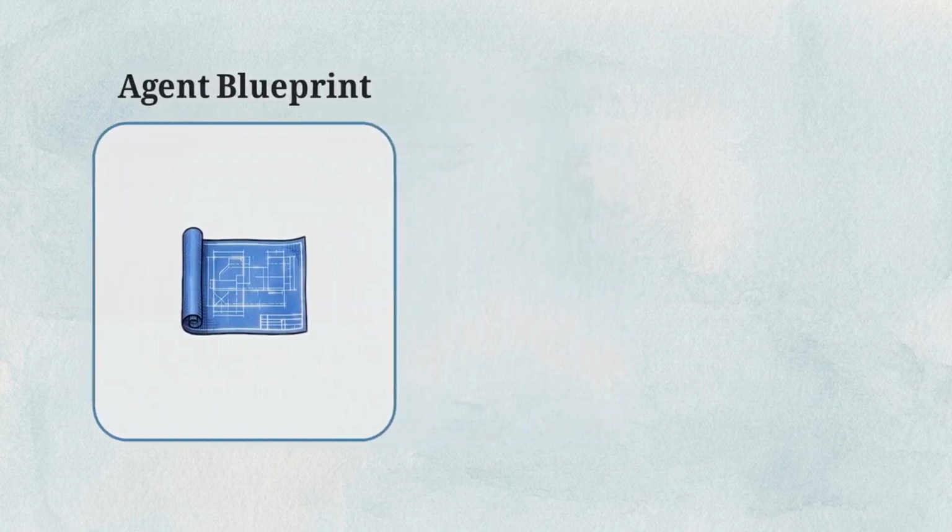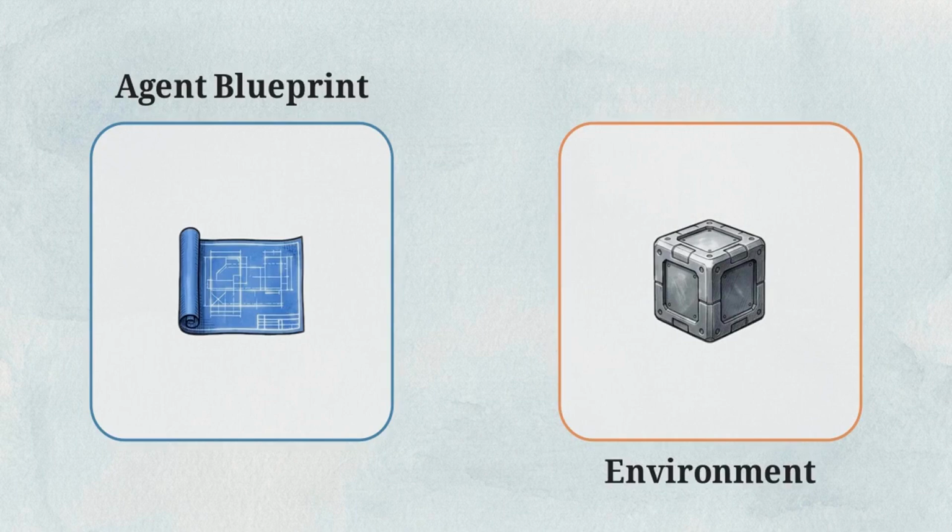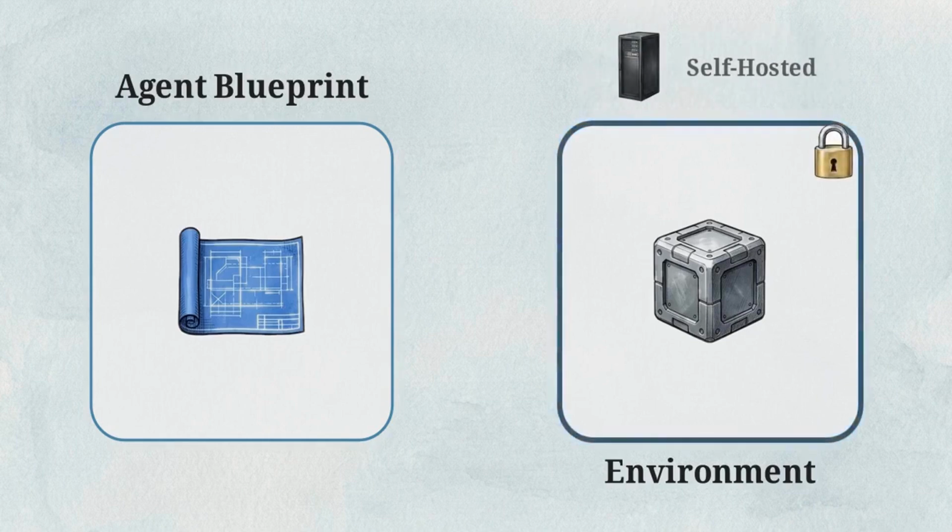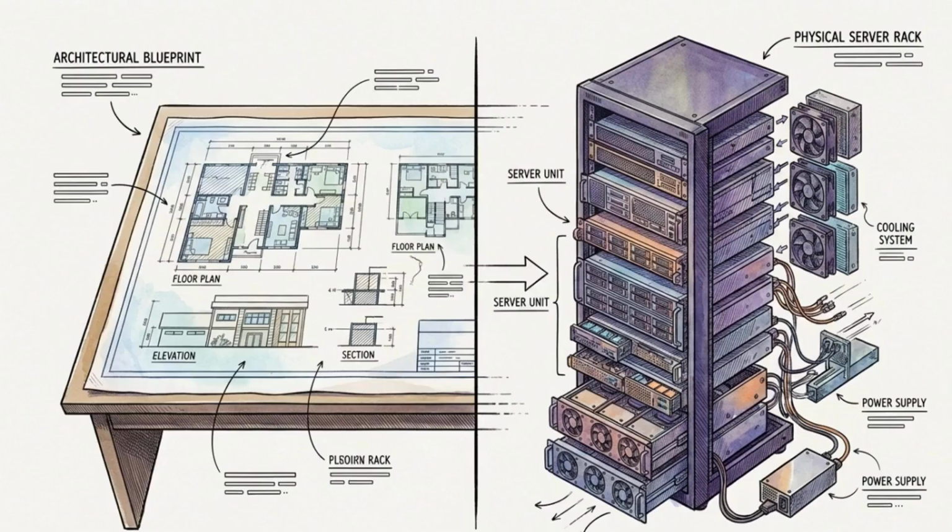The second primitive is the environment. This is the isolated sandbox where the agent's shell commands and file inputs actually execute. An environment is either an Anthropic-managed cloud container or a self-hosted sandbox running directly on your secure hardware. The separation of duties is clear. The agent defines exactly what logic will execute, while the environment dictates exactly where that execution occurs safely.